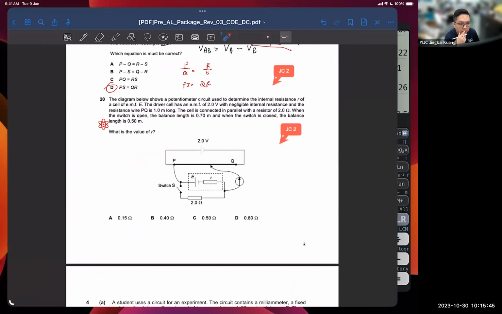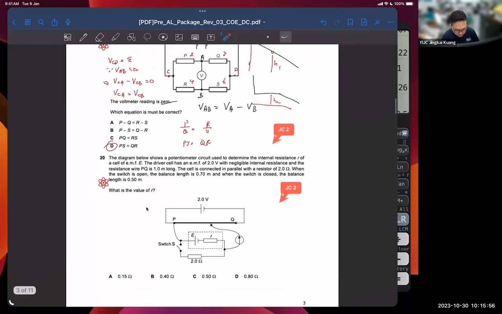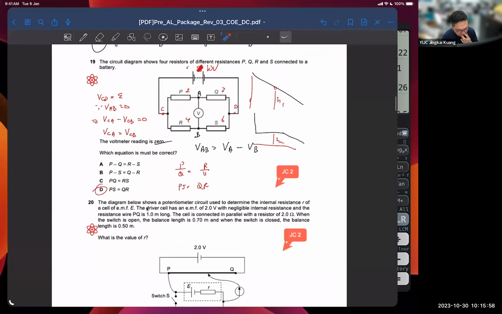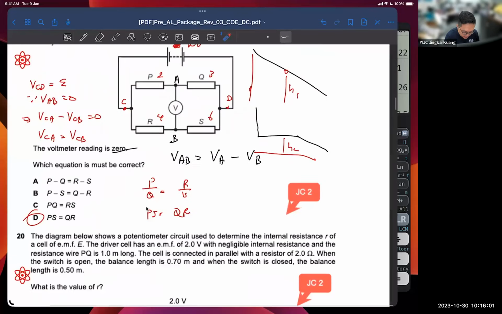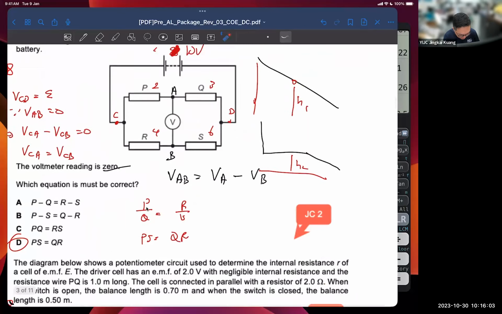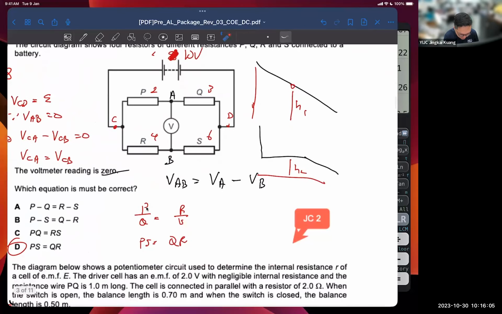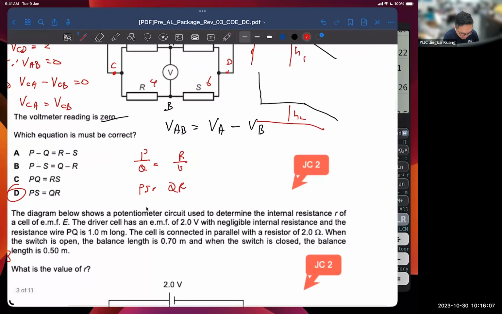I move on to 20 now, the potentiometer one. I don't get the relationship. Actually, I don't know whether I can derive it properly. Let's try. Just now, my problem was I don't think I solved the equation. Let's try to find some space to squeeze this in.